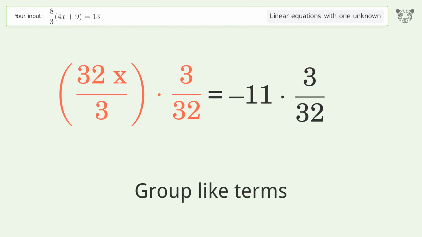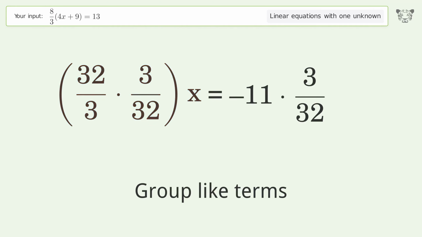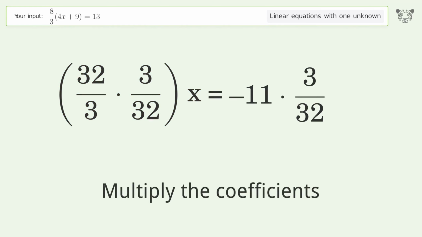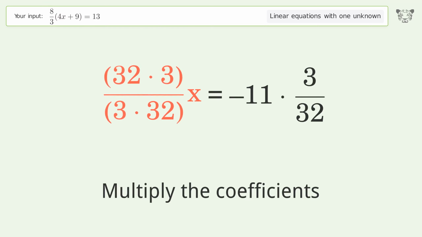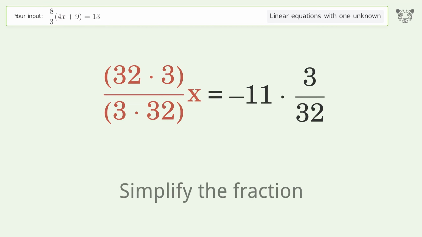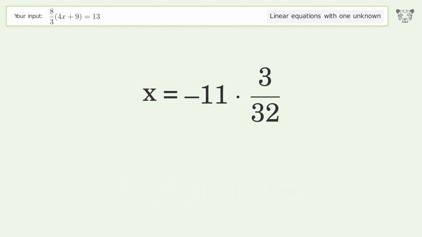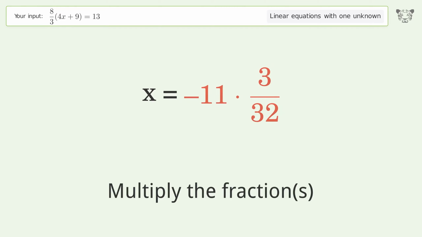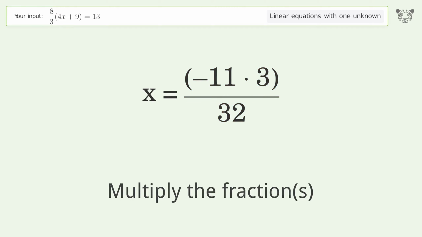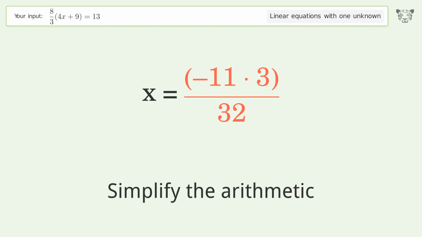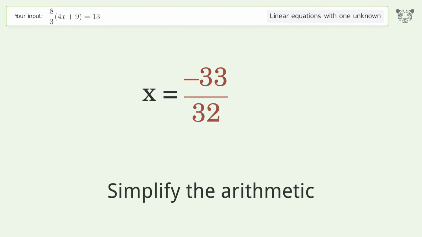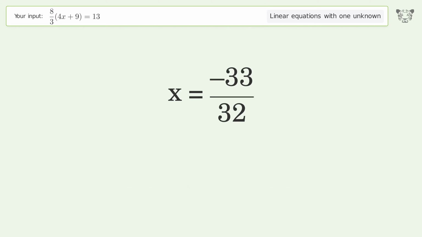Group like terms. Multiply the coefficients. Simplify the fraction. Multiply the fractions. Simplify the arithmetic. And so the final result is x equals -33/32.